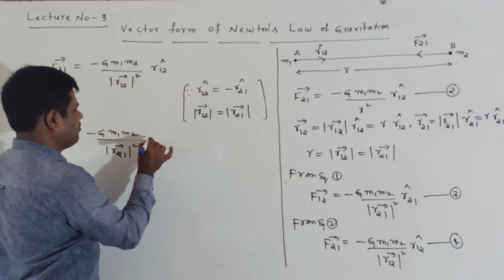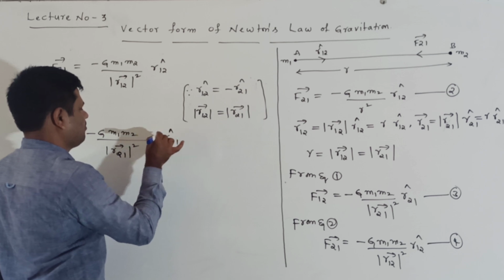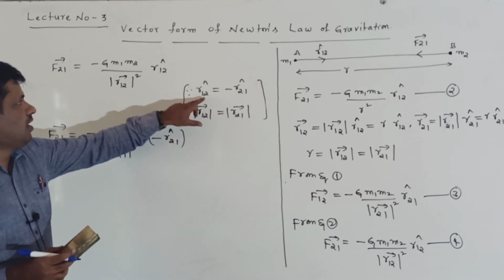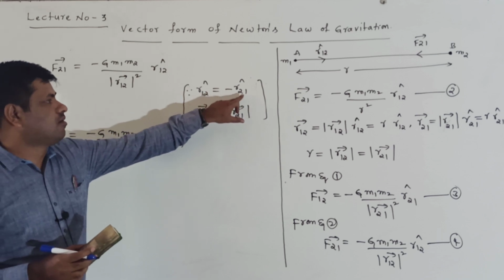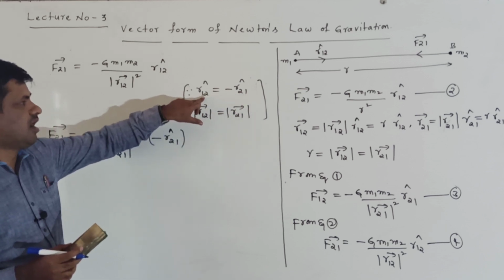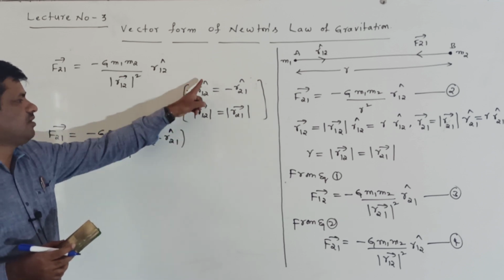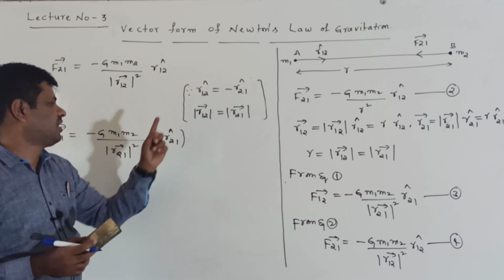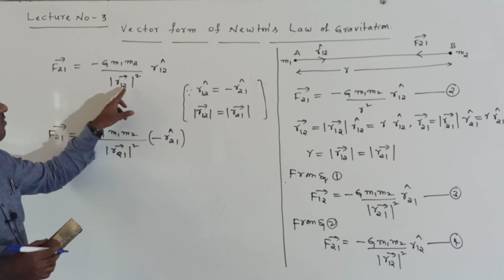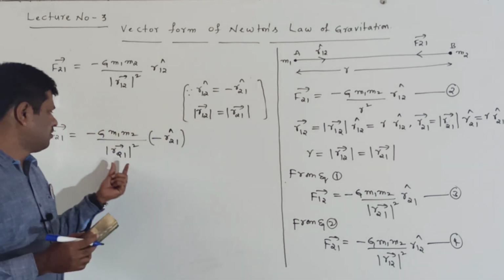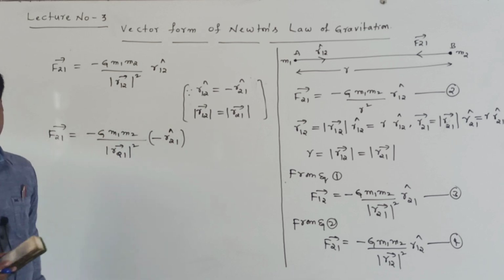R12 cap is equal to minus of R21 cap. Clearly listen. Here R21 cap is equal to minus of R12 cap, and R12 cap is equal to minus of R21 cap. In the place of R12 cap I am changing to minus of R21 cap. Here in the place of mod R12 I write mod R21.